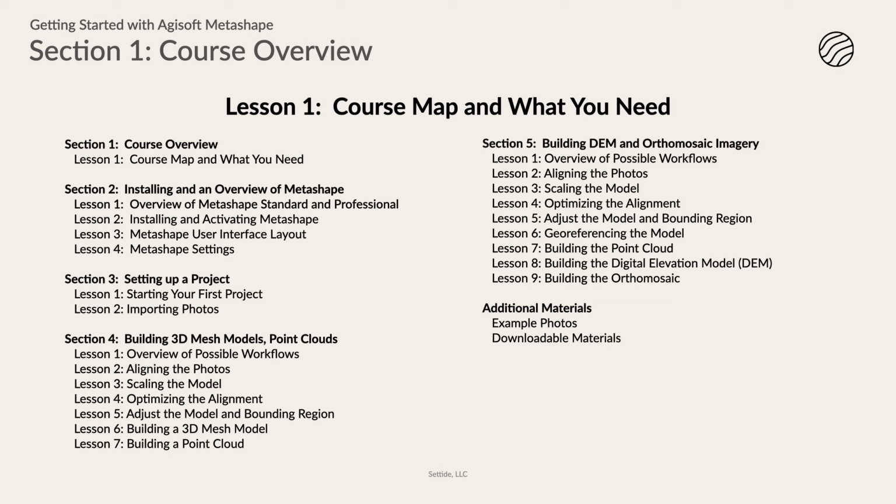And then in a section 6, or its own section, we've got some additional materials. So I'll go over next what you need, but we've got example photo sets that are provided that you can download and use for this course. They're small enough and good enough that you can know that you will build a successful model your first time around, so that can help. And then there's some other downloadable materials.